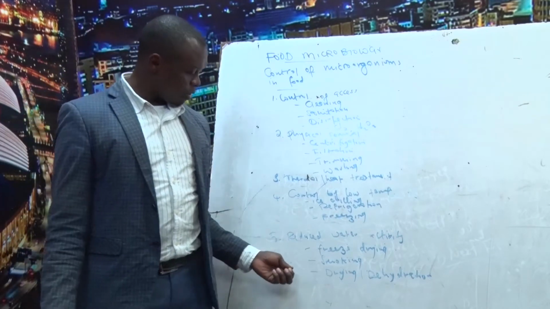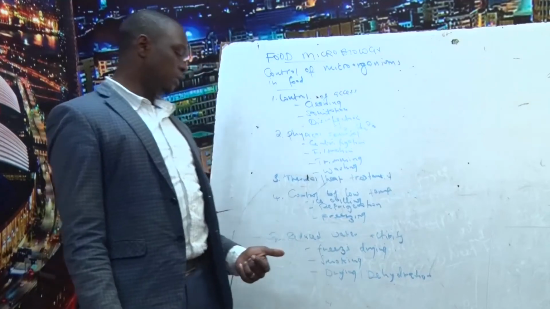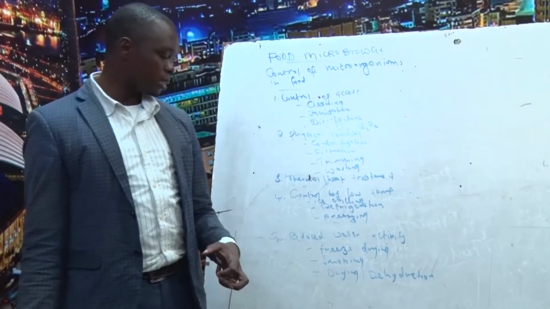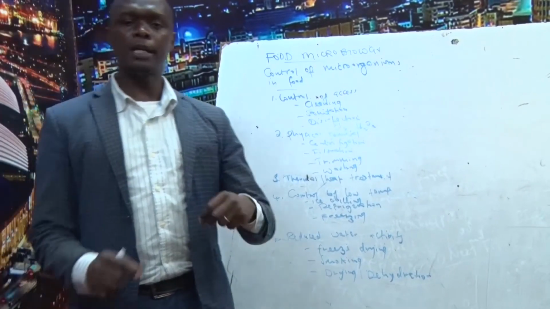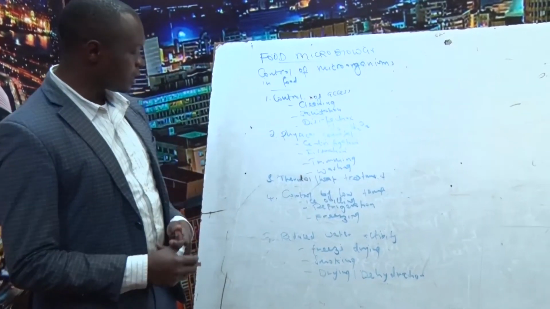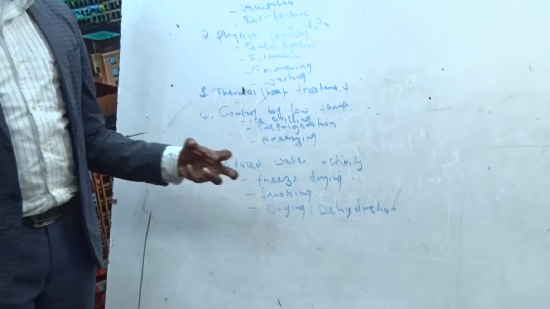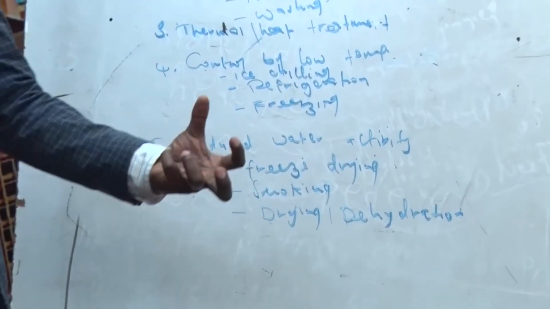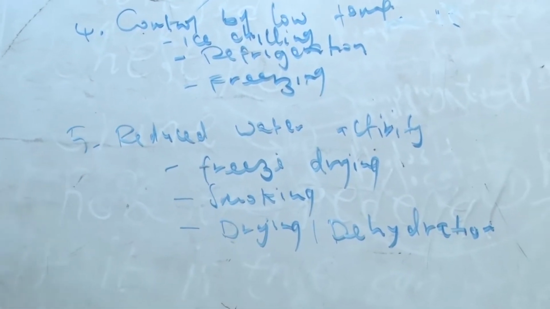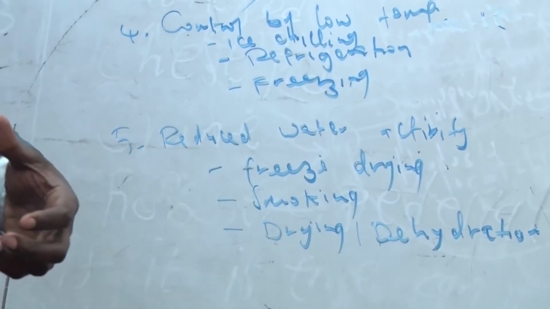Now also, we want to mention reducing water activity, another method by which you can control the microorganisms in the food. Water activity contributes a lot to the multiplication and growth of microorganisms in the food. So you can reduce the water content in the food by freeze drying. That is very low temperatures like minus 100, minus 196, able to dry the food using the ice. Smoking is also a form of drying. Smoking the food is able to drive out the microorganisms from the food.